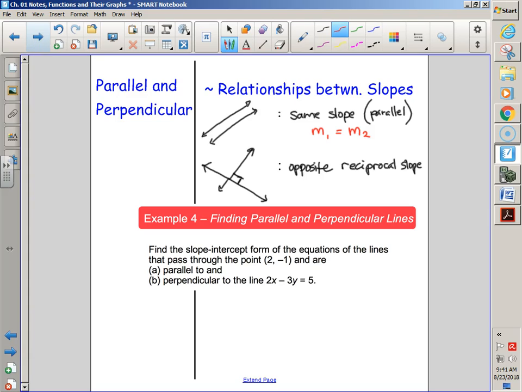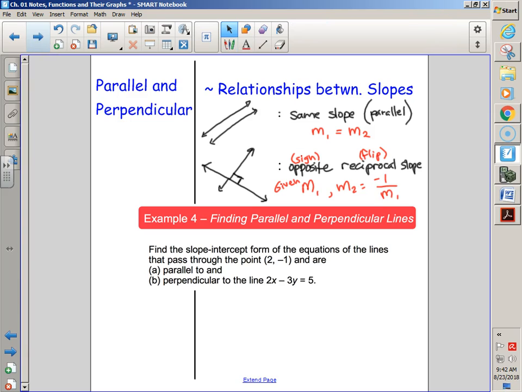Opposite, that's talking about the sign. Reciprocal, that's talking about flipping the number. 4 becomes 1/4, 2/5 becomes 5/2, 1/4 becomes 4, etc. You have to change two things with the slope. So we could say if you have one slope, let's say we're given M1, M2 is going to equal negative 1 over M1. You're going to not only change the sign, what's positive becomes negative, or what's negative becomes positive. Not only flip the sign, but also flip the fraction.